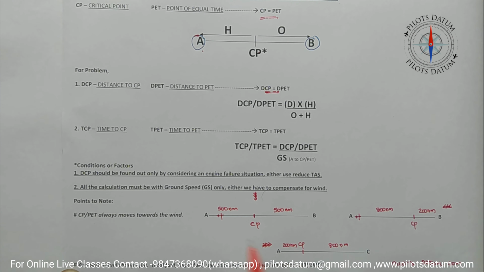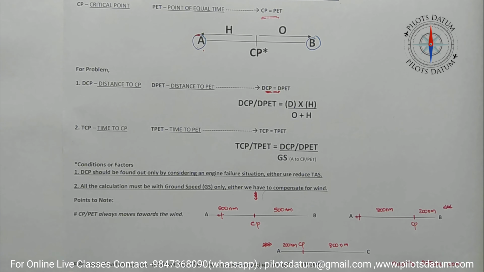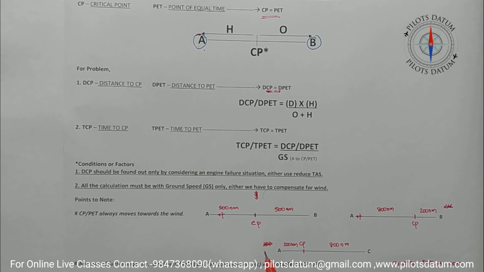If there is a beam wind, there won't be any change in DCP. When it comes to tailwind or headwind, the CP will move towards the wind side. And the other thing to be remembered is that any sort of fuel change, that is total fuel, flight fuel, fuel consumption, etc., will not affect finding DCP. In questions, a change in fuel quantity or fuel consumption may be given to confuse you, but you should remember that any sort of fuel change won't affect DCP.